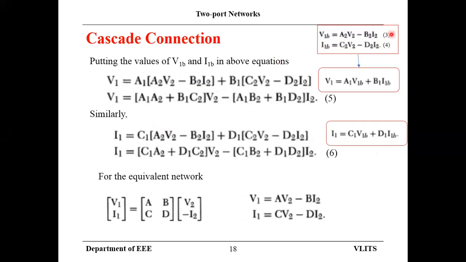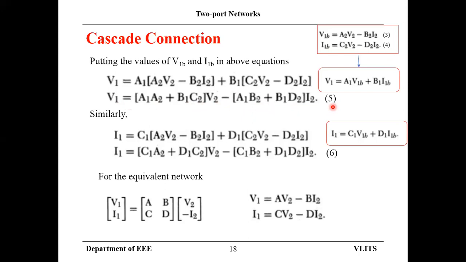Substitute equation number 3 and 4 in the equation for V1. In the place of V1B, you can substitute A2 V2 minus B2 I2, and in the place of I1B, you can substitute C2 V2 minus D2 I2. If you substitute here, then after simplifying, your equation is V1 equal to (A1 A2 plus B1 C2) into V2 minus (A1 B2 plus B1 D2) into I2. Let me consider this equation number 5.